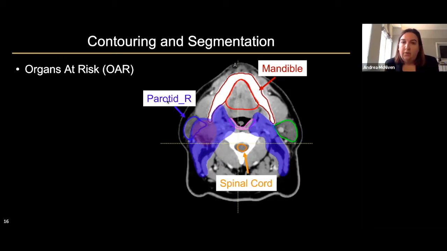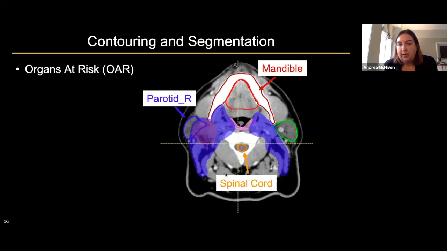Parotids are really important for generation of saliva. So you can have dry mouth and really impact quality of life if you're not able to spare those. So by contouring them, it allows us to find out what dose we will be delivering to those.